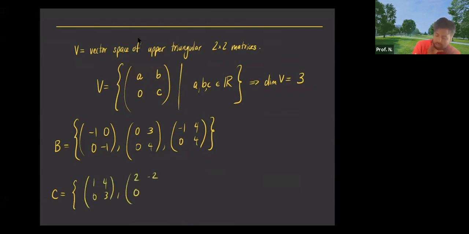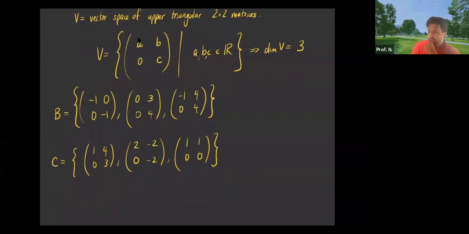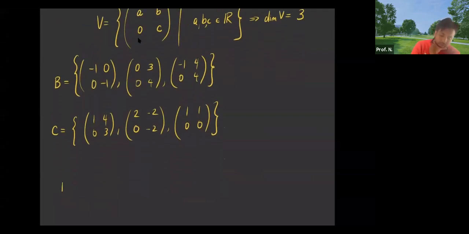The dimension is 3. So then everything else makes sense, because now we have [1, 4; 0, 3], [2, -2; 0, -2], [1, 0; 1, 0]. We have 2 different bases, and I want to go from one to the other. I want to go from one basis to the other using a transition matrix, right? Okay.